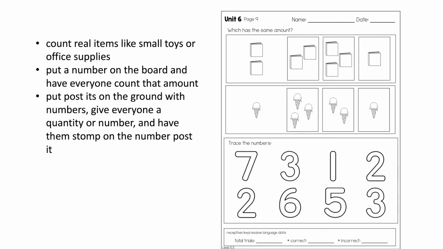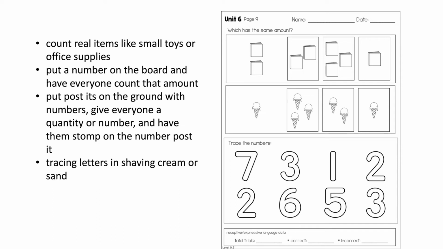You could put Post-its on the ground, give everyone a quantity or a number, and then tell everyone to go stomp on the number Post-it that they have. So put the number 3 on the board, and there's Post-its all over the room on the ground, and then everyone has to go jump on a number 3. Or you draw a quantity on the board. You draw 3 circles and say, okay, count these, and then go jump on that number, making it a little more interactive, gross motor, getting kids out of their seat.